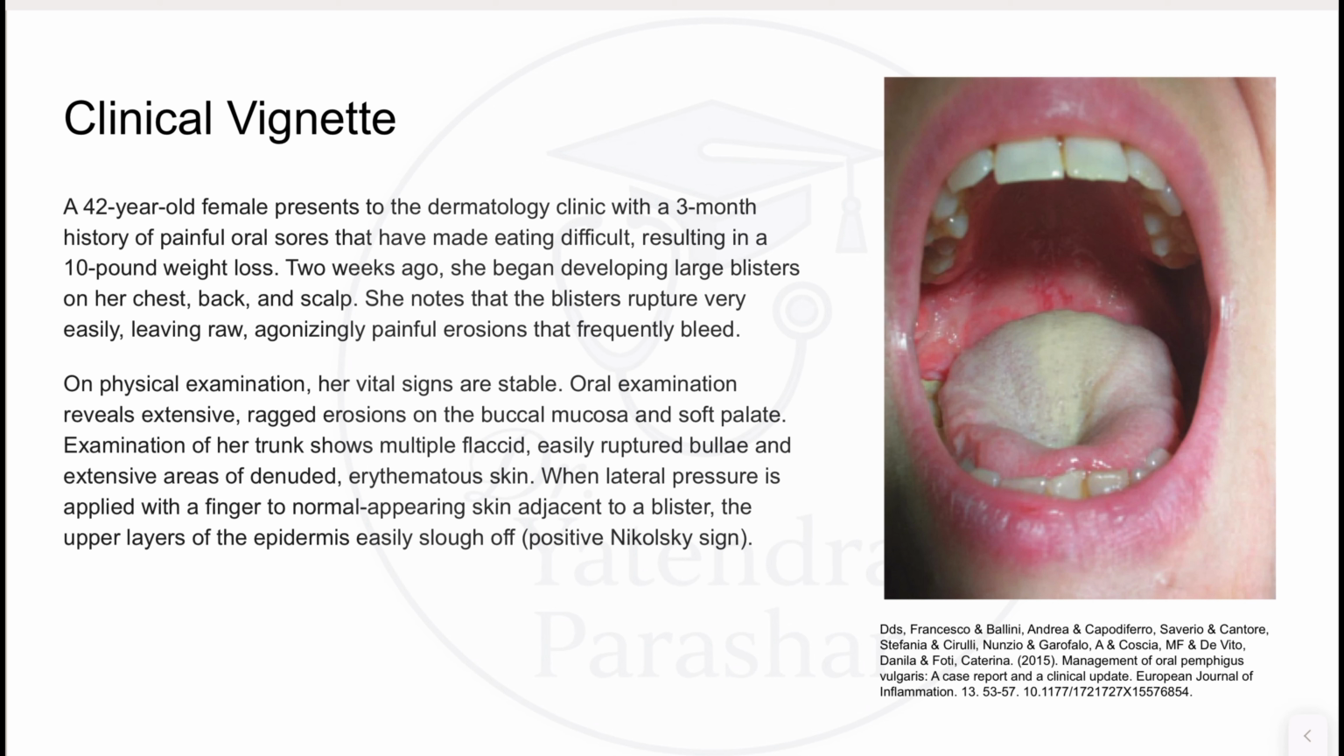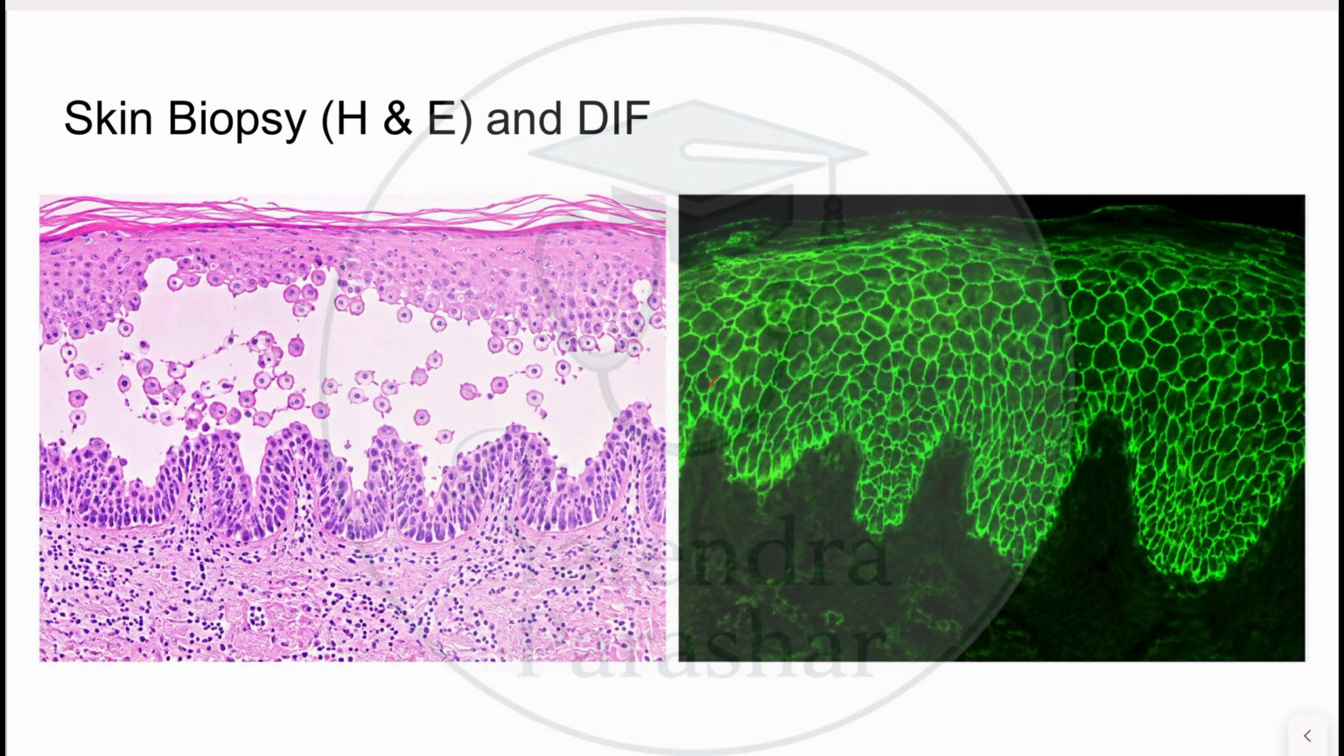When lateral pressure is applied with a finger to normal appearing skin adjacent to the blister, the upper layers of the epidermis easily slough off. That is, the Nikolsky sign was positive. So this is the image of her oral mucosa showing the erythematous lesion and white tongue. Now come to the next slide, which is showing the skin biopsy of the patient.